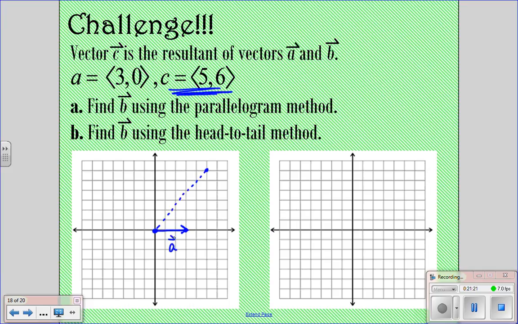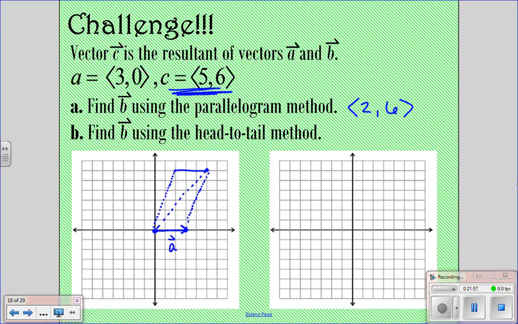So that's the diagonal. So I've got a parallelogram where one of the sides is right here. I know that I've got a side here because it's parallel and the same length as vector A, so it's 3. And then I've got the other side that's right here. And so vector B is just what is this side length here. So let's go over 2 and then up 6. So using the parallelogram method, I'm going to get 2, 6.